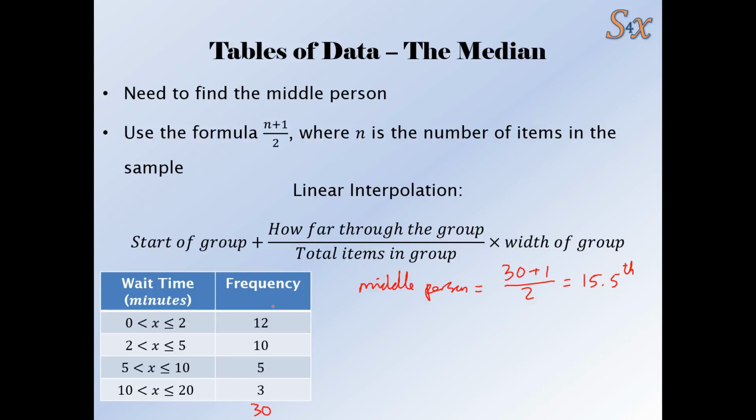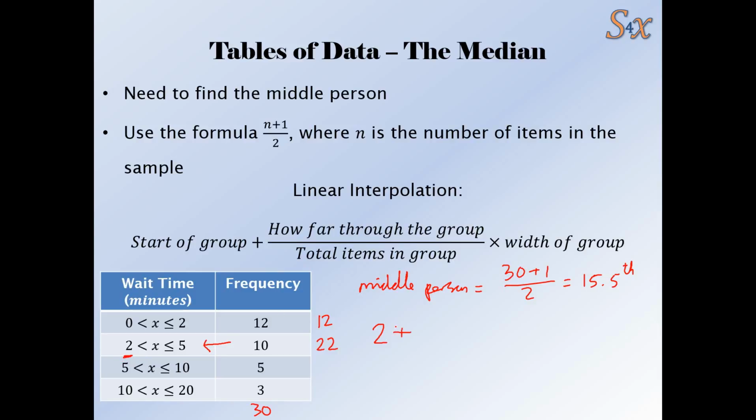First of all, we need to figure out which group we're actually in. Well, there's 12 people in this first group. Now, by the end of the second group, we've had 22 people. So I'm past the median at that point. So we know the median must be in this group somewhere. It's partway through this group. So if it's in this group, the start of that group was a wait time of 2 minutes.